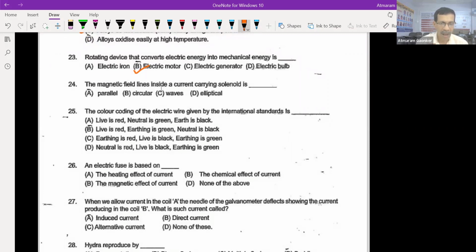The magnetic field lines inside a current carrying solenoid are parallel. Then, the color coding of the electric wire given by the international standard is, now here you should know the color code. So live wire should be red, earthing wire should be green, and neutral should be black. And so the B option is the correct option.